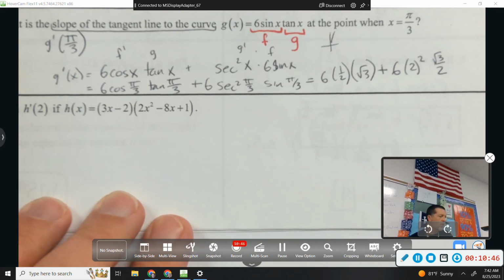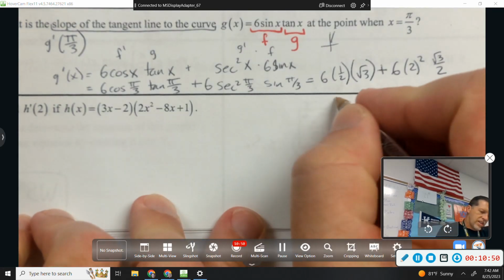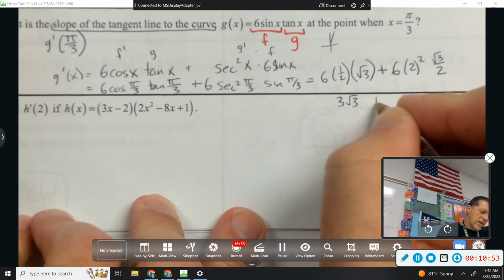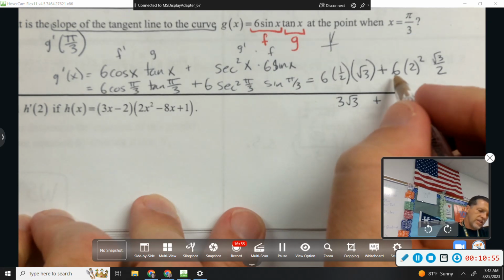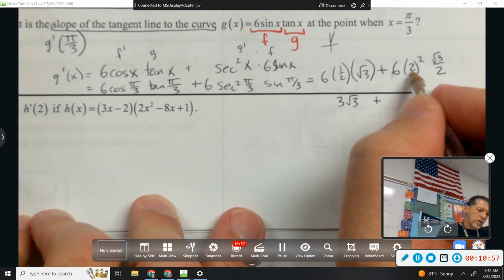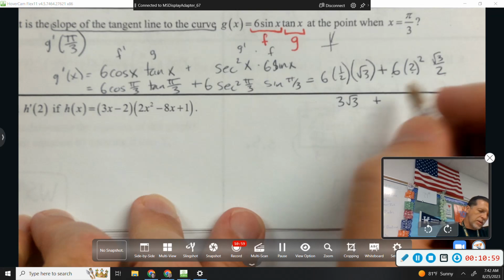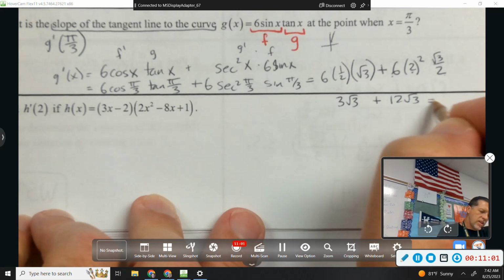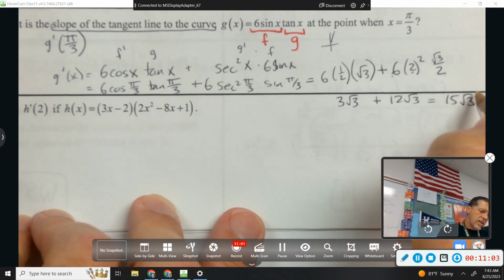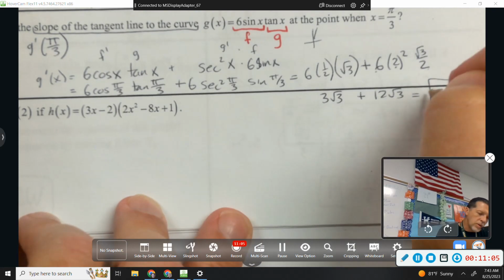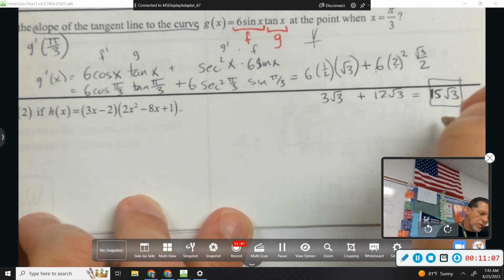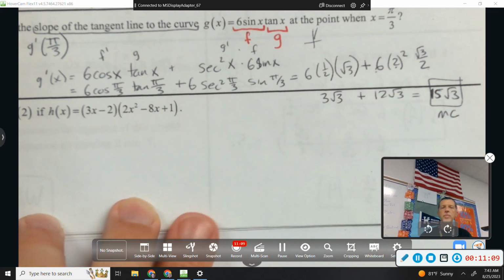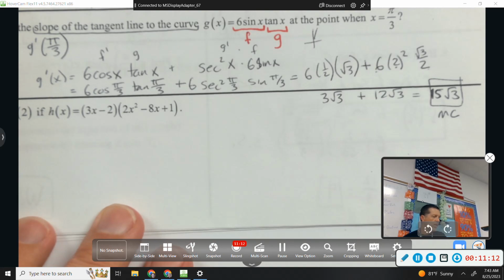Again, safe stop, but we've come so far. 3 root 3 plus 6 times 4 is 24 divided by 2 is 12. So 15 root 3 would be our multiple choice answer. The safe stop answer was way back here.